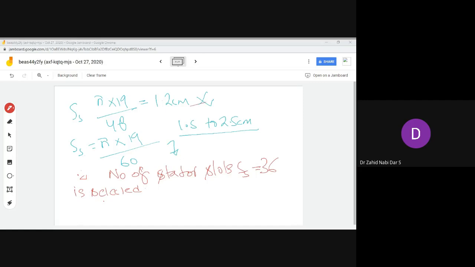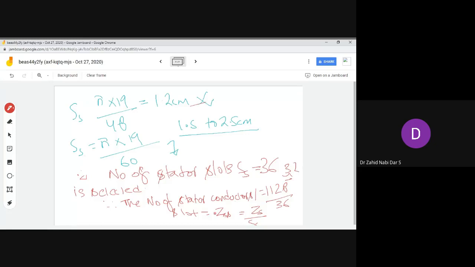If you want to cross verify, the number of stator conductors per slot would be equal to ZSS, that is ZS by SS. ZS you saw is 1128, SS you saw is 36. Now the number of stator conductors per slot comes around 32. So this is the 32, that is the slot number.